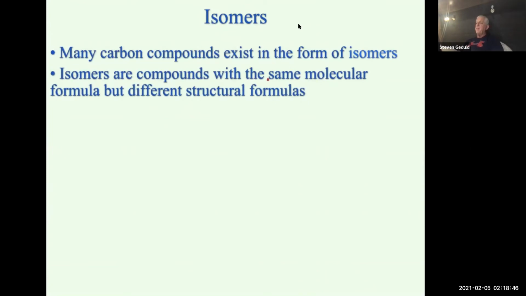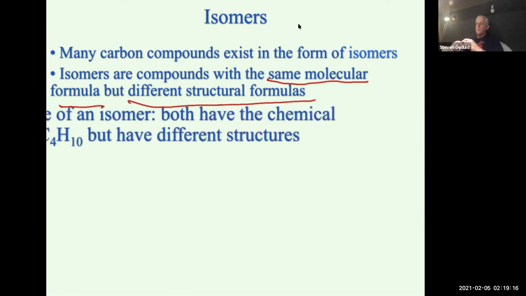A lot of carbon compounds exist in these different isomers. It's the same molecular formula, different structural formula. So it's got the same number of carbon atoms, the same number of hydrogen atoms, the same number of chlorine, whatever else is in it. It's all the same, but they're arranged differently. It's a different shape, and if it's a different shape, it's a different name. We name them differently. So remember: isomer, same molecular formula, different structural formula.